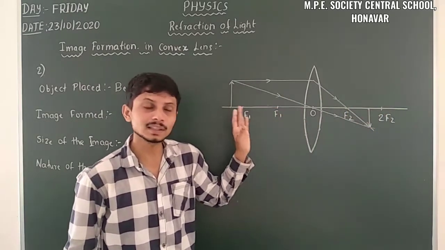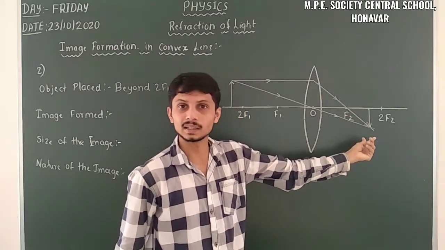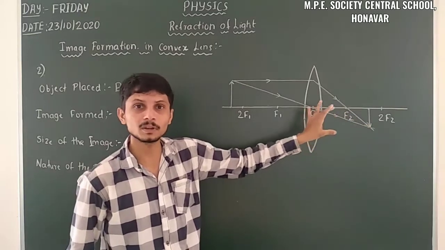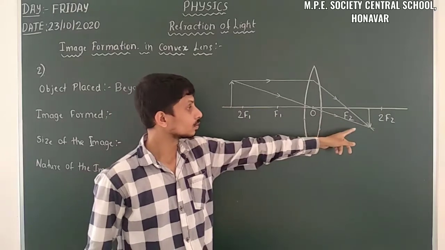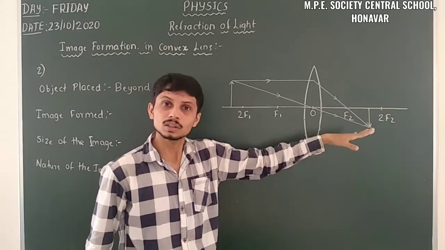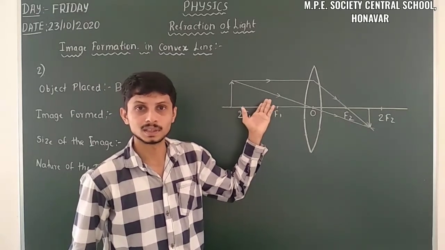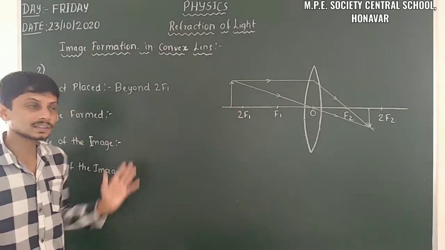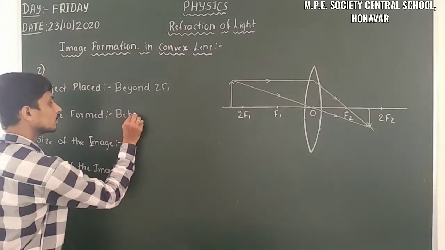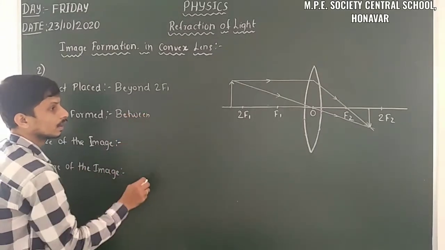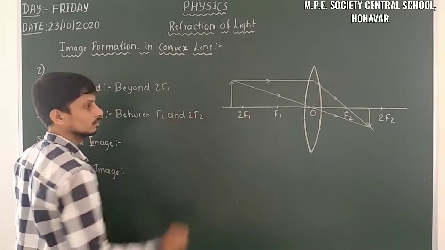Compared to the last case, which was point size, here you just observe the image is enlarged some amount when compared to the previous image, but it is diminished compared to the object. So the size is less compared to the object here. Let us write all these conditions. Where is the image formed? Between F2 and 2F2.